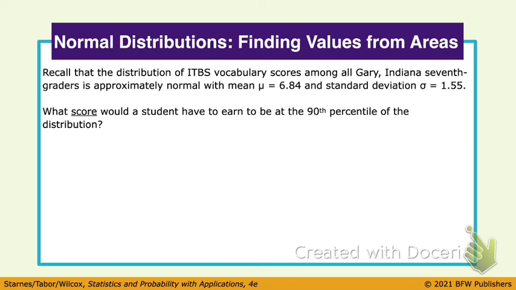All right, I promise you this is the last day that we're going to look at this example of this ITBS score thing from Gary, Indiana. But the ITBS scores from Gary, Indiana, same distribution that we've been doing all week. Normal distribution has a mean of 6.84 and a standard deviation of 1.55. All right, what score would a student have to earn to be at the 90th percentile of the distribution?